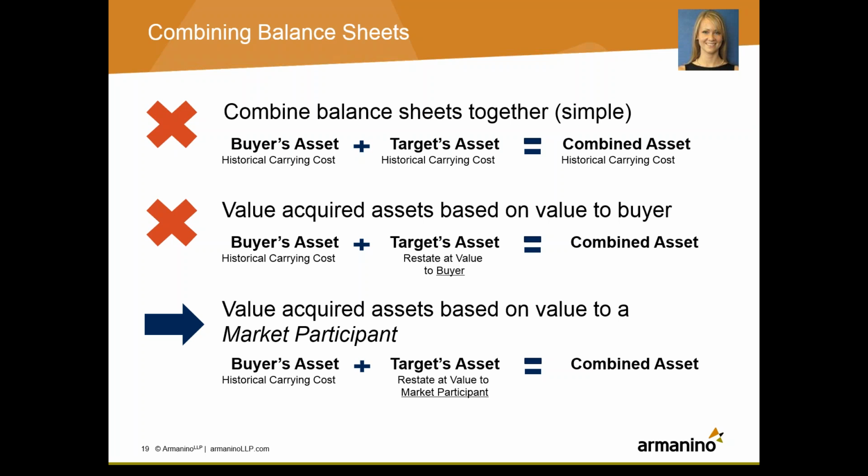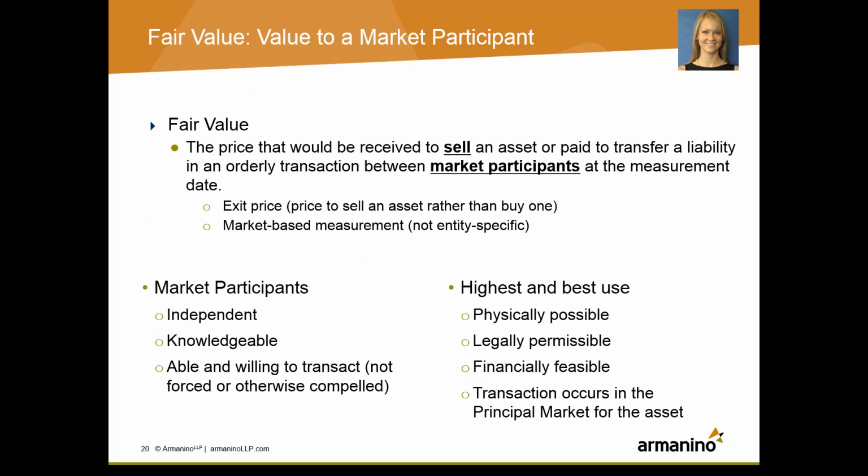The second option here is to restate the target's assets at the value to the buyer. And that is also incorrect under the FASB ASC 805 regulations. The target's assets should be restated at the value to a market participant. And this is a key word and a theme that we'll revisit in the slides to come. So here we go. The definition of fair value is the price that would be received to sell an asset or paid to transfer a liability in an orderly transaction between market participants at the measurement date. The key words here are that it is the price to sell an asset. It is an exit price, not the price to buy it.